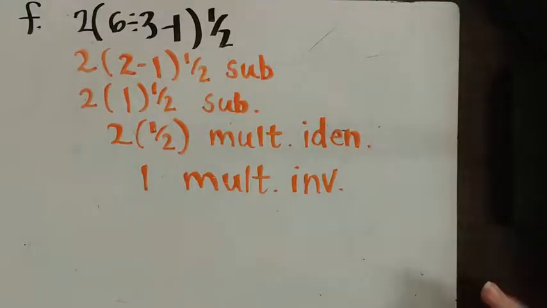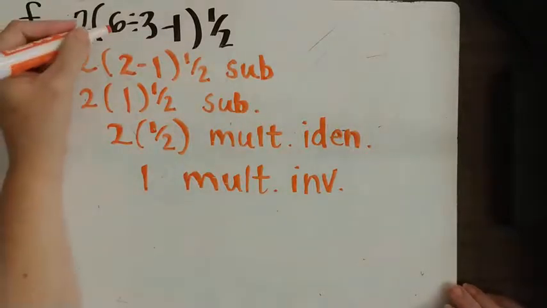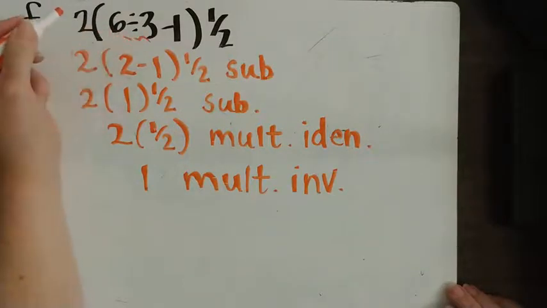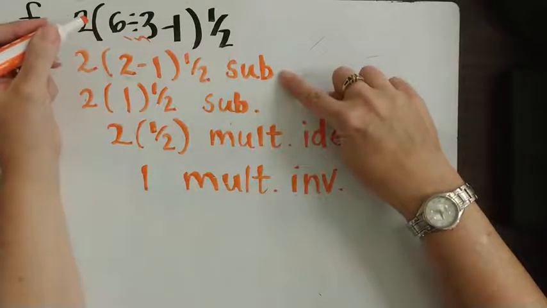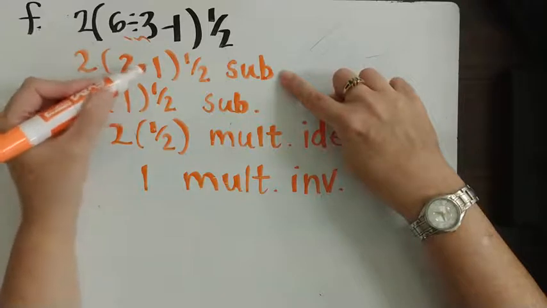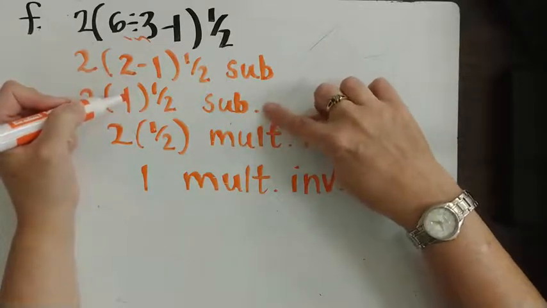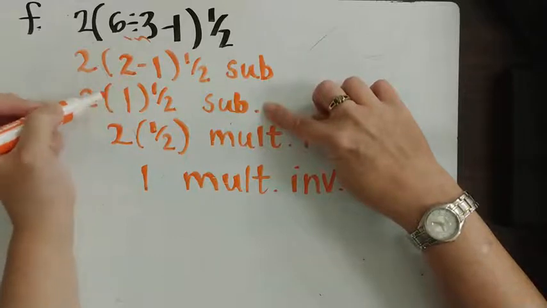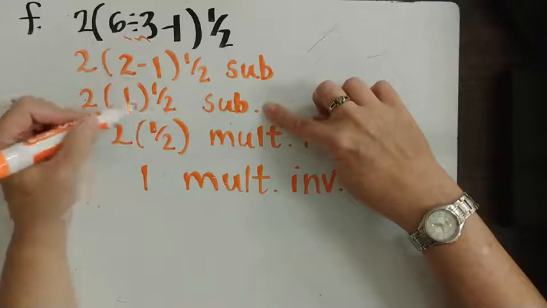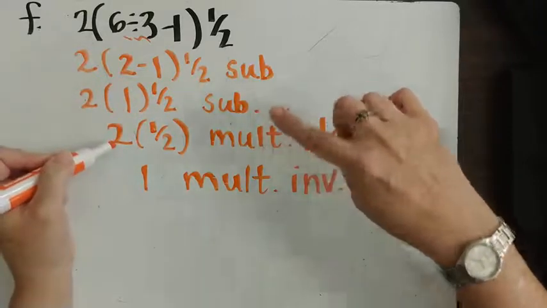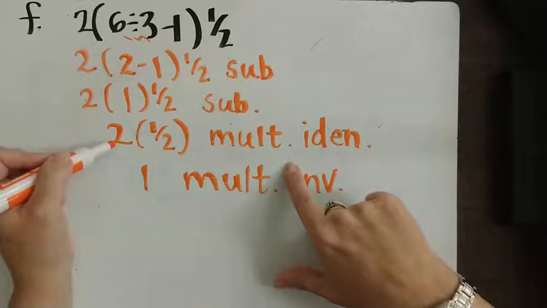On letter F, these are your steps. You should have divided first to give yourself 2, and that is simply substitution. Then, inside your parentheses, 2 minus 1 is 1. Again, that is simply substitution. And then you're going to have multiplication here straight across. The 2 times 1 is 2. We're getting the identical number, so that's multiplicative identity.